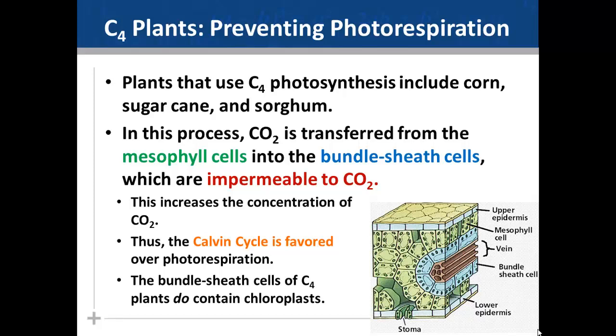Now, the bundle sheath cells of C4 plants do contain chloroplasts, and this is a difference from the C3 plants. Remember where we said that they don't. So hopefully you can see that here again. It's a different artist, so it's different colors here, but hopefully you can see in the bundle sheath cells that we've got some chloroplasts present, which we did not have in the C3 bundle sheath cells.